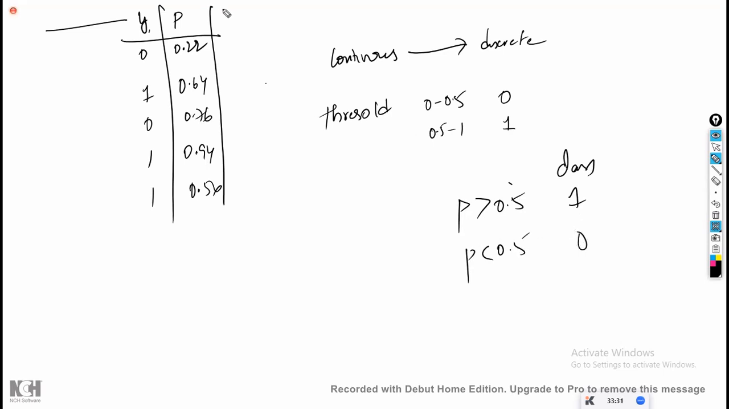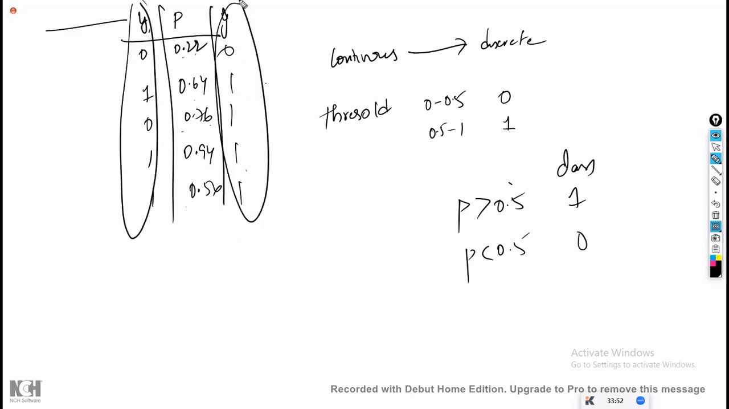Now in this case, what is the predicted y hat? 0.22 is there. Now what is the answer? 0. 0.64, 1. 0.76, 1. 0.94, 1. Now you have the predicted answers also as either zeros or 1. Original answers are also zeros and 1.